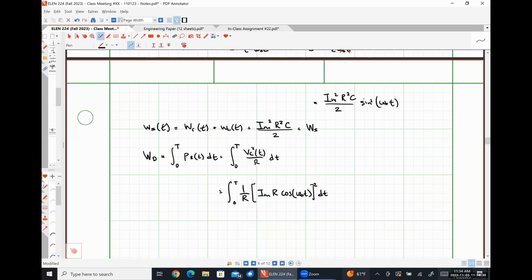I heard whisperings. You guys got a question? What is that subscript? R, because it's the power absorbed by a resistor. Yes.